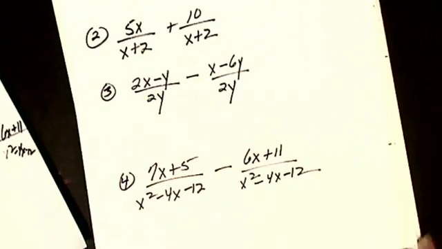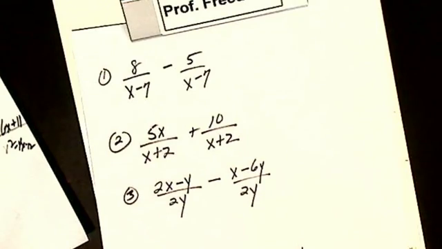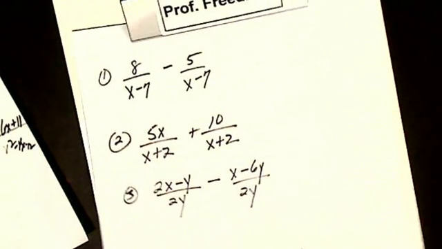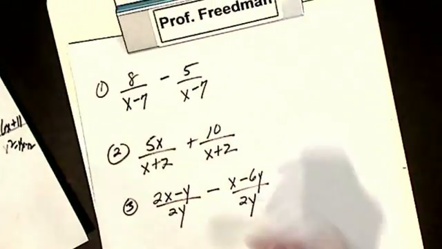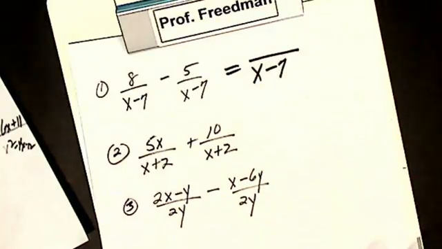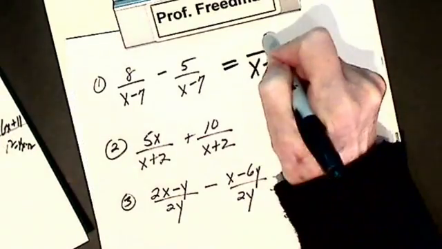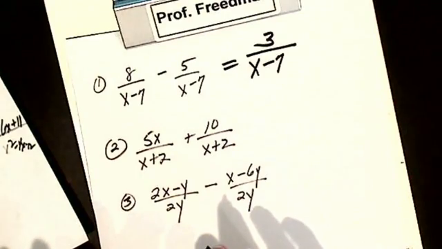So, here we go. Hopefully you put it on pause and you try them. All right, the first one. My common denominator is x minus 7. So I write that down, x minus 7. Combine like terms. I get 3 over x minus 7. Everybody should have got that right.